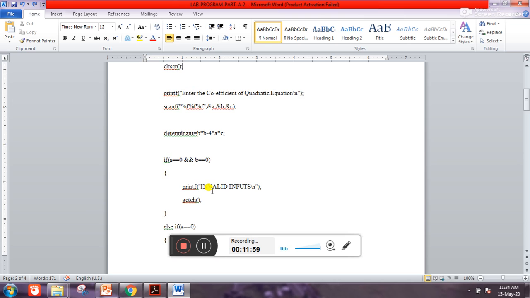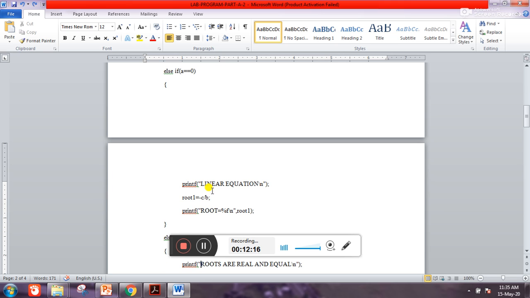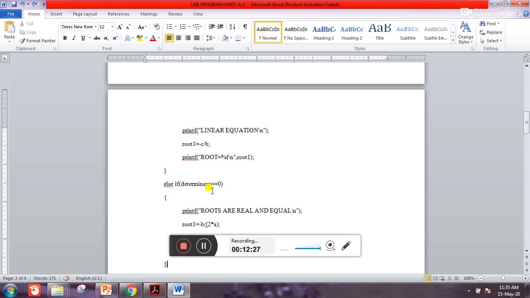So first we have to check whether a and b are both 0. If both are 0, then we can't find the roots. If only a is 0, then we can find the roots, but only for a linear equation. That's why in the second condition, else if, we check a is equal to 0. Then we find the linear equation and only a single root, minus c divided by b. printf root is equal to %f \n, root1.